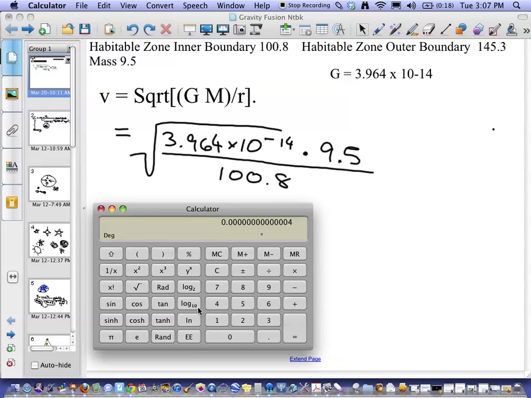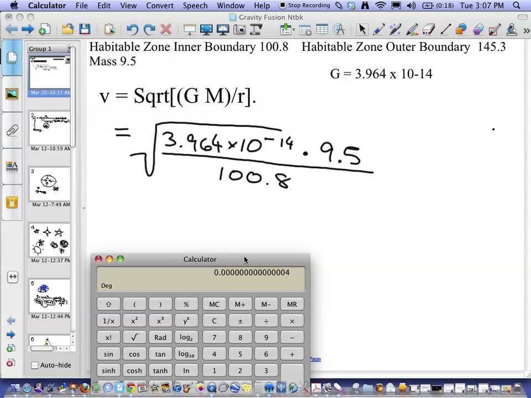So that times 9.5 equals, okay, and it gives me still a pretty small number, maybe a little bit bigger. And then I'm going to divide it by this 100.8. So divided by 100.8 equals, and it's still a really, really small number.